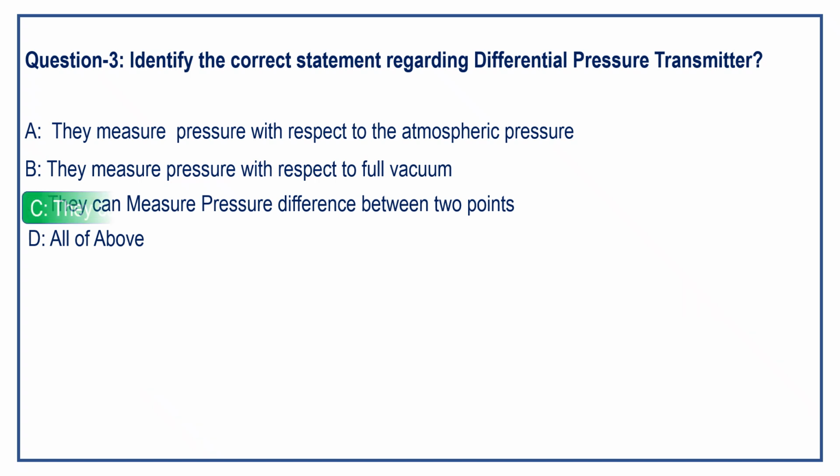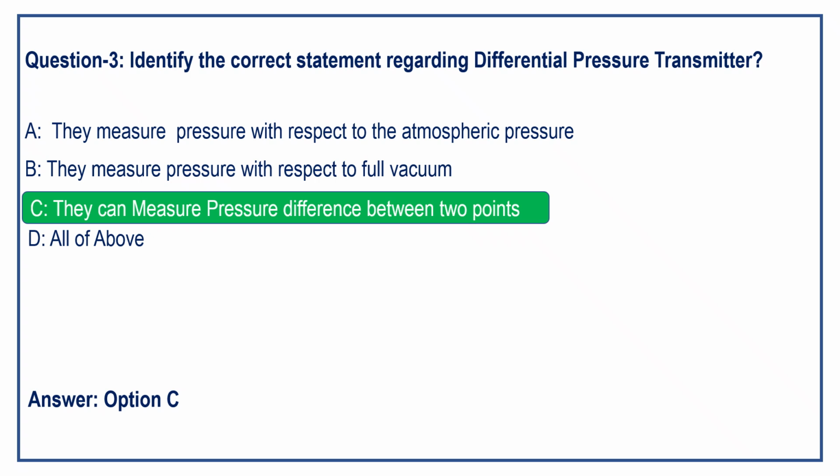And the right answer of this question is option C. They can measure pressure difference between 2 points. Yes, differential pressure transmitter can measure differential pressure between 2 points. So the right answer of this question is option C.